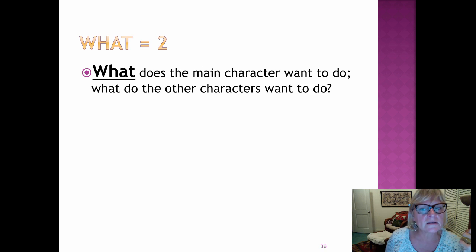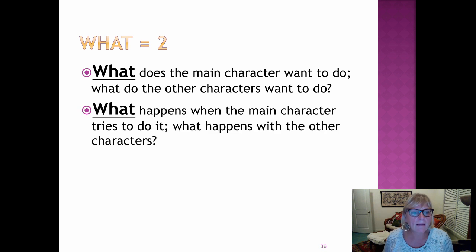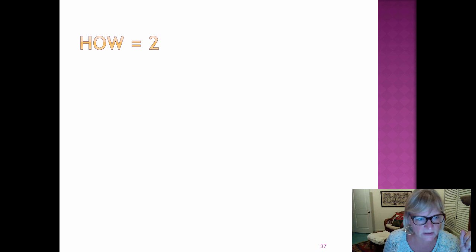Then 2 what's. What does the main character want to do? What do the other characters want to do? And what happens when the characters try to do that? So, what do the characters want to do? What happens when we do that? And if you think about it, many times in narrative text, characters want to do something. What happens generates some sort of problem, right? Because that tends to be the way, particularly in Western literature, that things work.